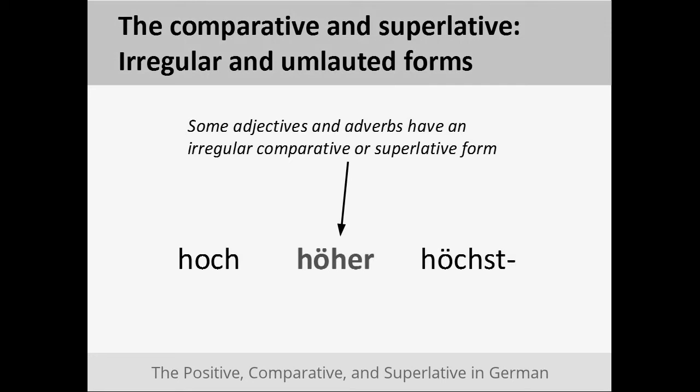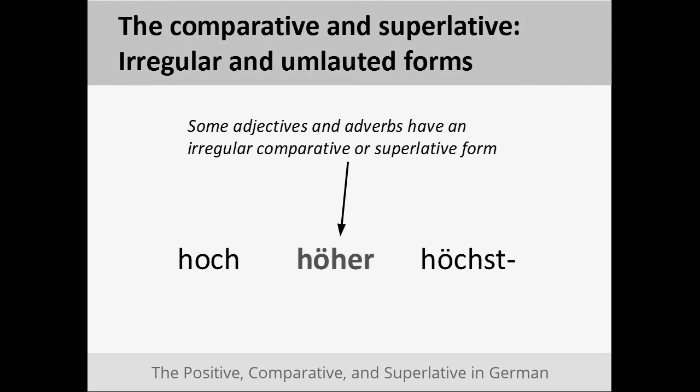Finally, some adjectives and adverbs have an irregular or completely different comparative form, such as the adjective hoch, meaning high or tall in English. In this case, we add an umlaut to the vowel in the comparative and change the double consonant ch to a more pronounceable h. The resulting comparative adjective, meaning taller or higher in English, is pronounced höher.